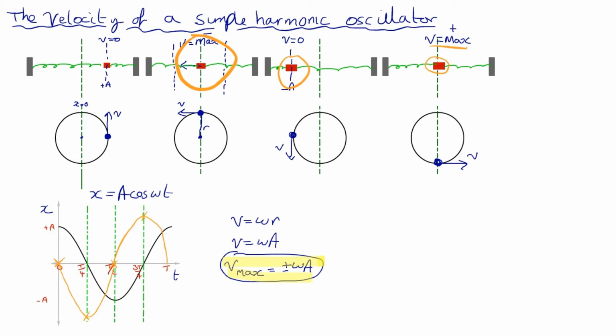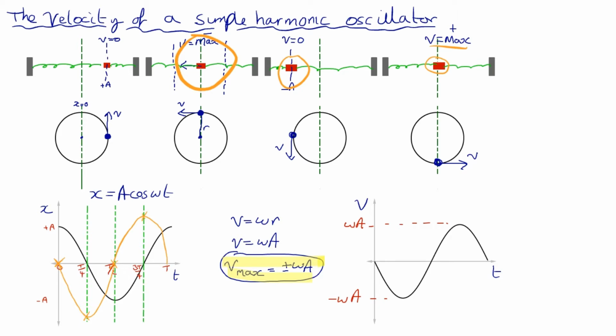Well, let's draw that on a separate graph. And there's our velocity graph. And we can see the shape is a negative sine. But we can do a lot more because we can label our maximum and minimum values. So we know that our maximum velocity is omega A. We know that our minimum velocity is going to be minus omega A. And we know that it's a minus sine. So we can actually write down the equation for that graph.